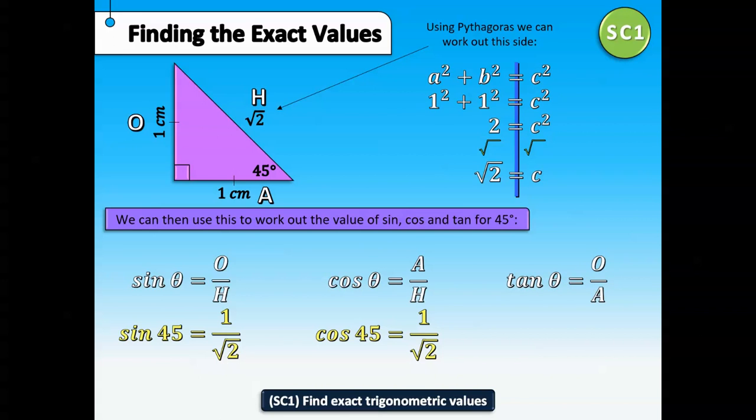And tan 45 would be the opposite over adjacent. So tan 45 is 1. Just so you also know, 1 over root 2 can also be written as root 2 over 2.